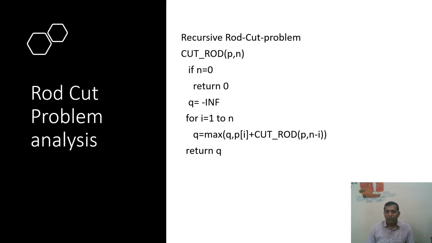So what we do: if the rod length is 0, then we return 0. We are not going to bother, because the rod length is 0. Q is equal to minus infinity, defined here. For rod length of 1 to n, we take the maximum out of rod length Q and the remaining profit plus cut rod. Again, we go on solving recursively, again and again, the larger size of problem for achieving the final result as a return Q. This is the rod cut problem that we can understand for dynamic programming.